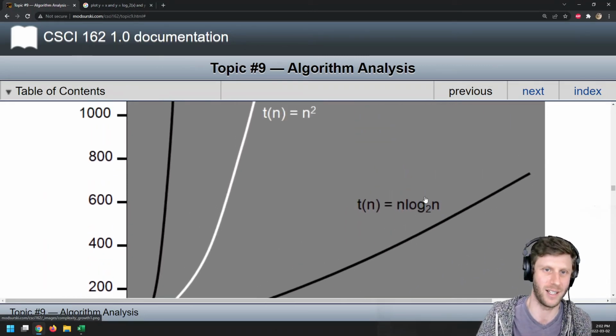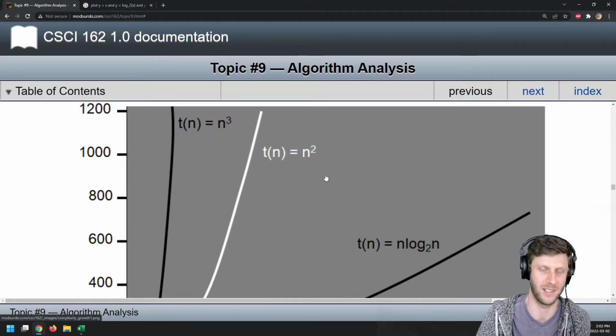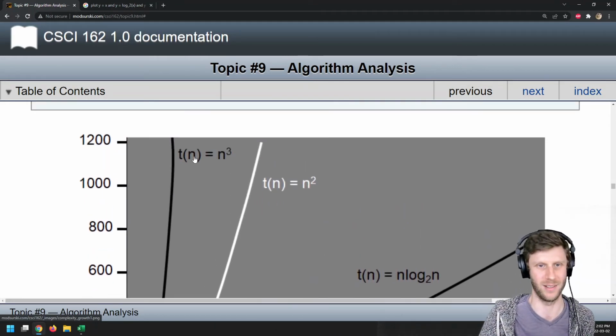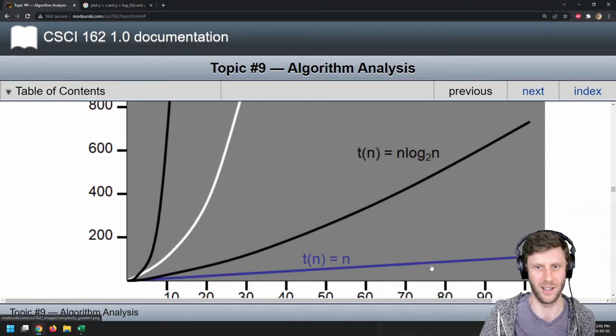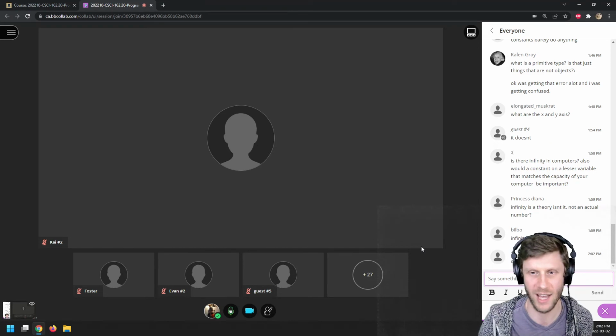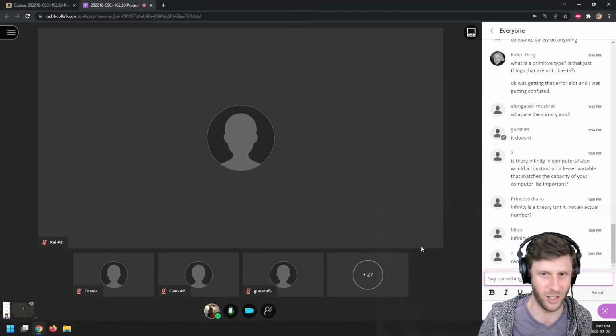n log n, which is better than n squared, but worse than n, and n squared is better than n cubed, but it's worse than n log n, and it just gives you an idea of where they look. Can we have n to the n? I'm sure you could, but don't.